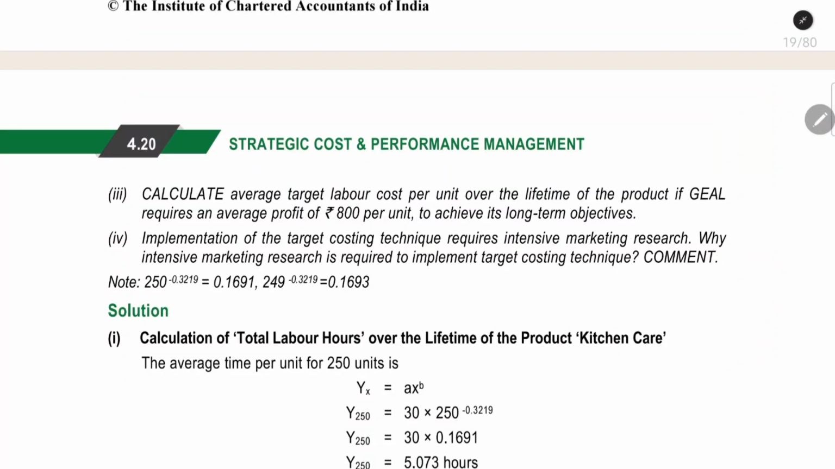This is the third part of the question. Calculate the average target labor cost per unit. Here they are asking the target cost. Target cost of labor. Specifically, they are asking for labor cost. Over the lifetime of the product, if the company requires an average profit of 800 rupees per unit to achieve its long-term objective, what you will do? You will reduce the target.